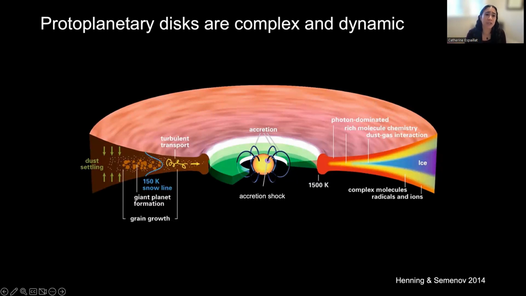All right, so just keep in mind throughout the presentation that disks are not static. Whenever we get observations, we're just taking a snapshot of what's happening in a particular disk at a particular time. But there's a lot of variability in these young systems. The radial accretion changes, the stellar luminosity changes. So just keep that in the back of your mind.